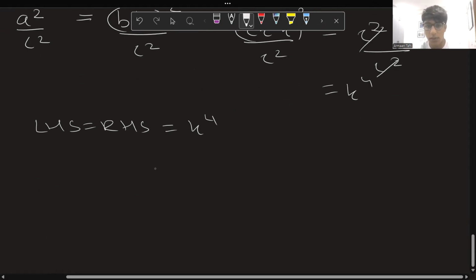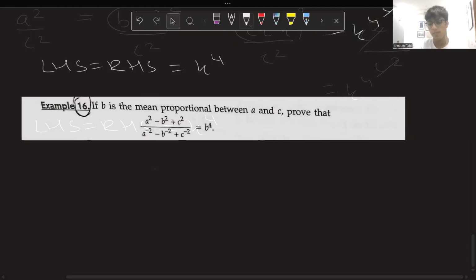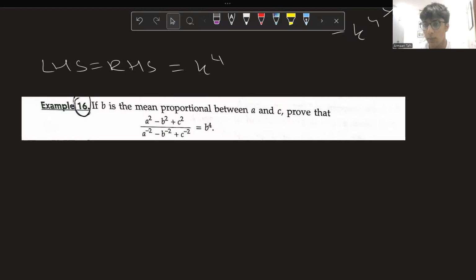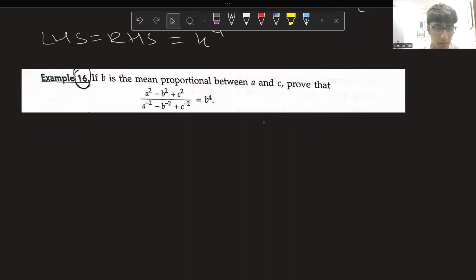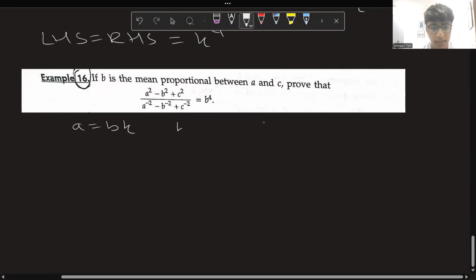Now let's move on to the next question. This is one of the toughest questions in this chapter, and I don't think this would ever come in any examination, but I think you should still know how to solve it. So it's similar again. Your A is equal to BK and your B is equal to CK. I'm not writing down the same steps again.